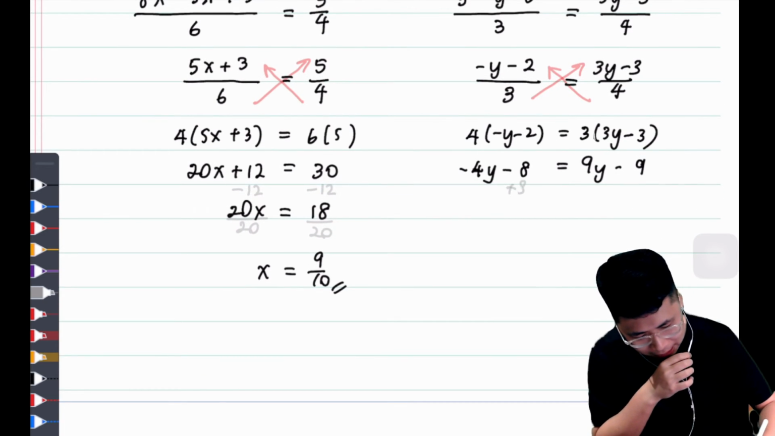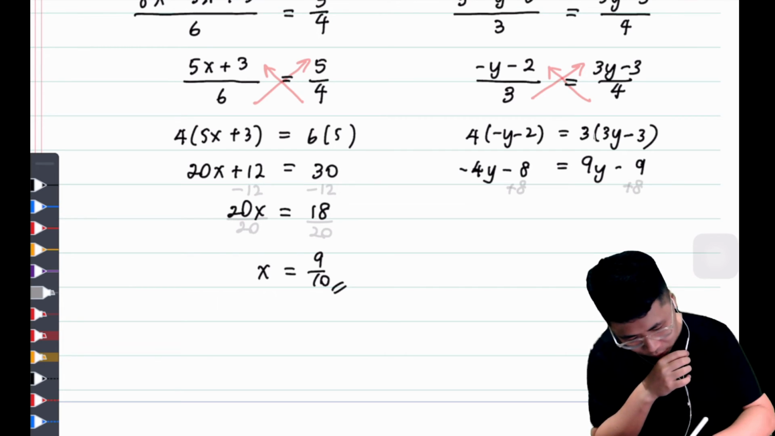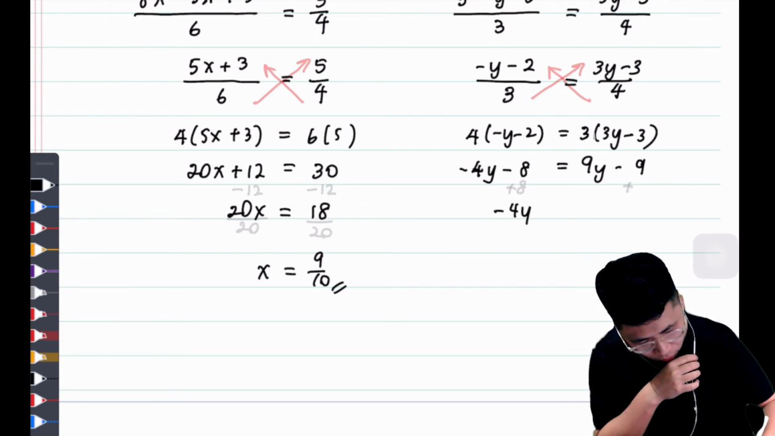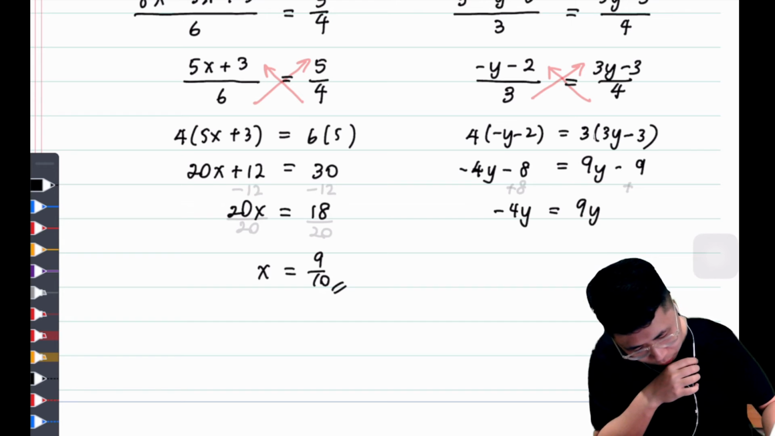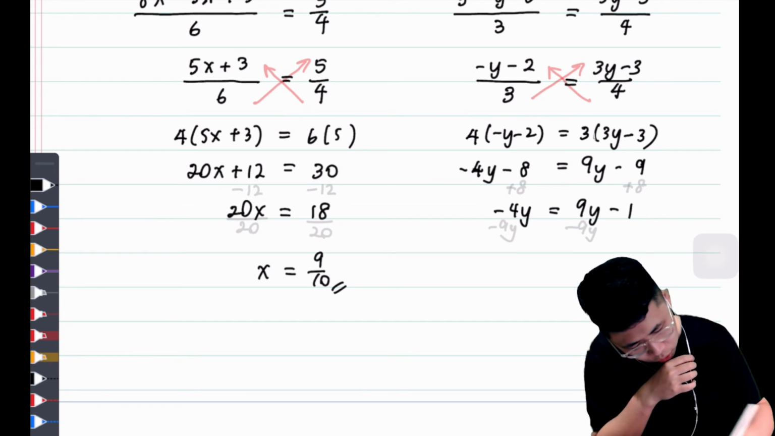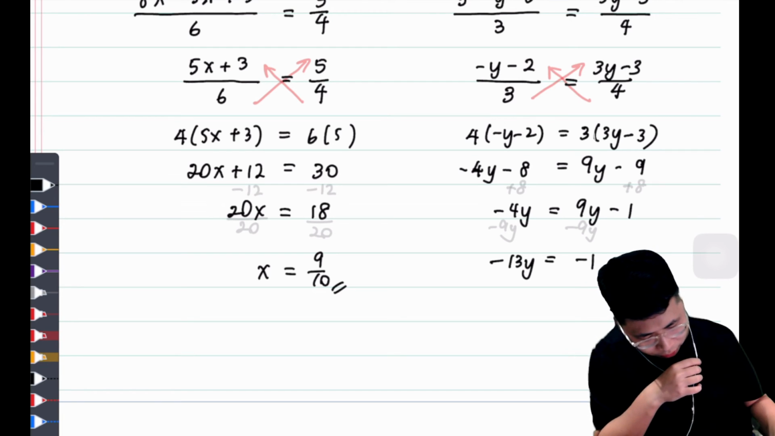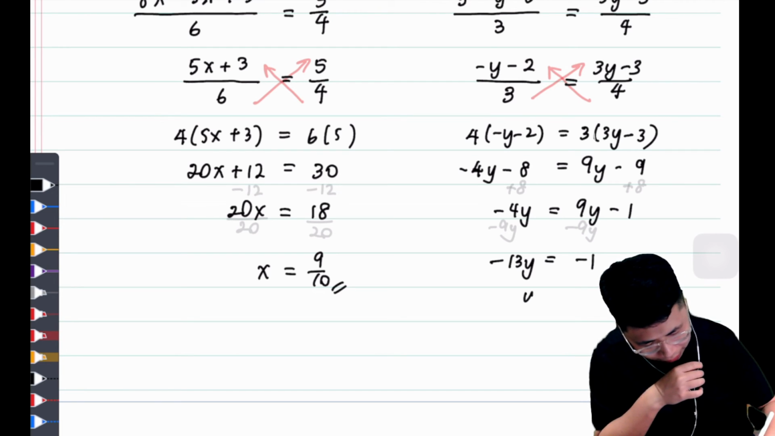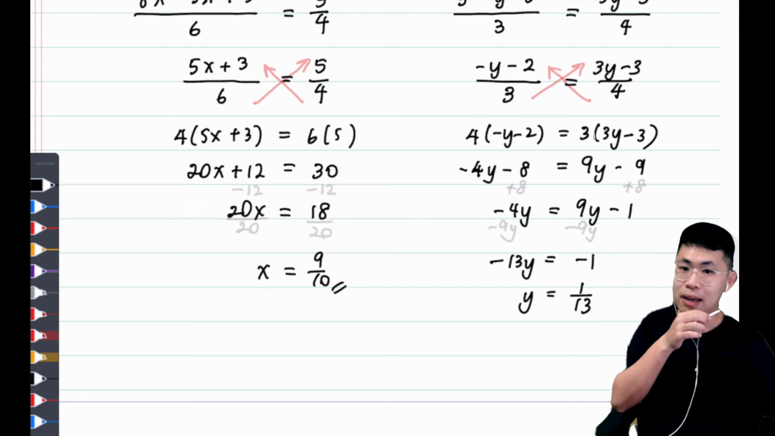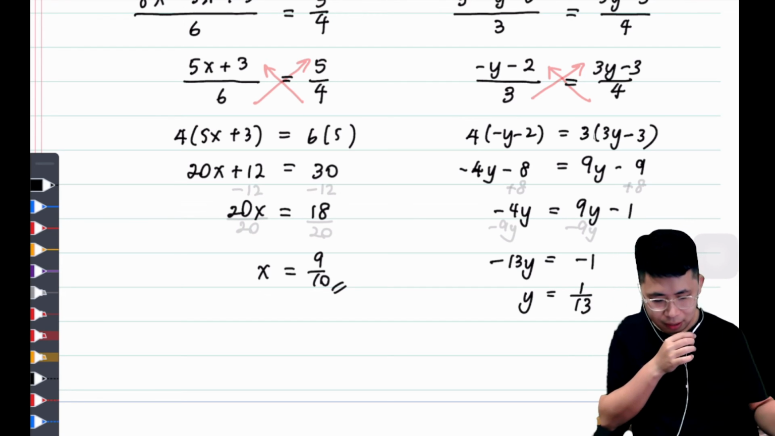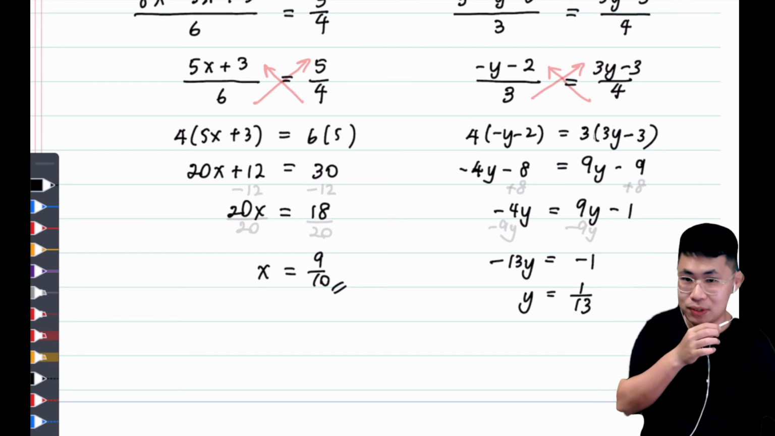So we have to plus 8 on both sides, so that I will have my minus 4y is equals to 9y minus 1 plus 8 on both sides, yeah? And then I minus 9y on both sides. So I will have my negative 13y on the left, minus 1 on the right. So divide by negative 13, so I will have 1 over 13 as my final answer. Right? Divide by negative 13 on both sides.